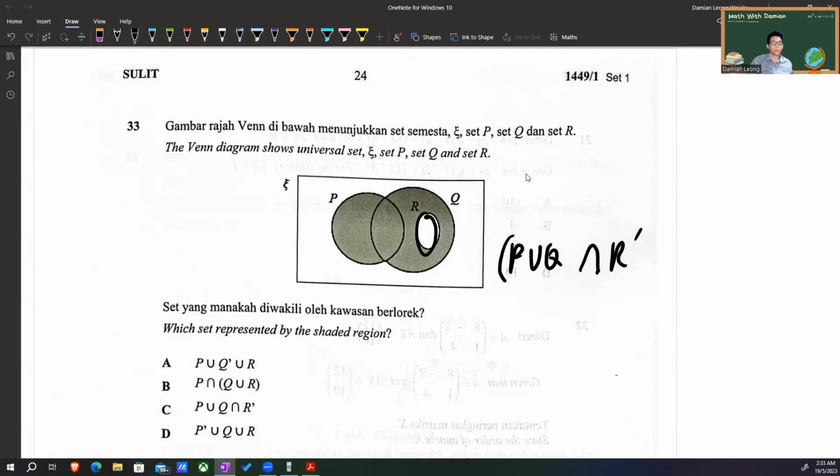Yeah. So whether there's a bracket or not actually doesn't matter. So P intersect Q union, sorry, P union Q intersect R prime. Answer C.